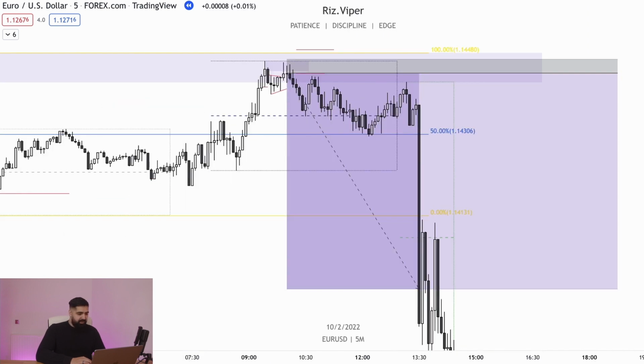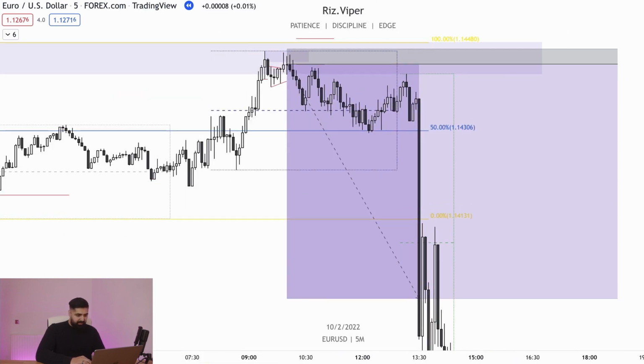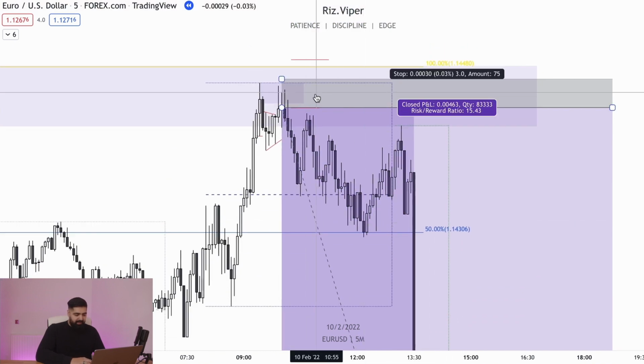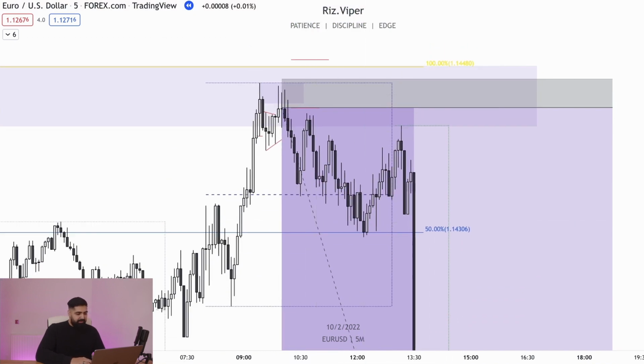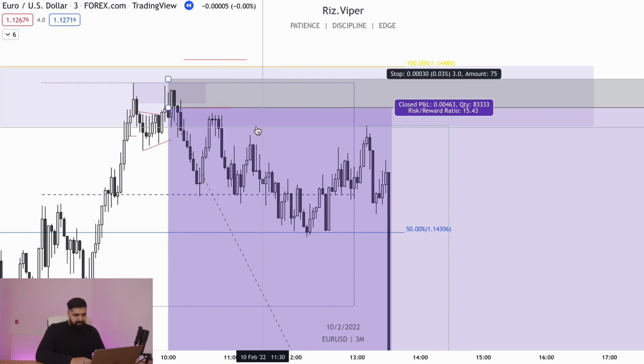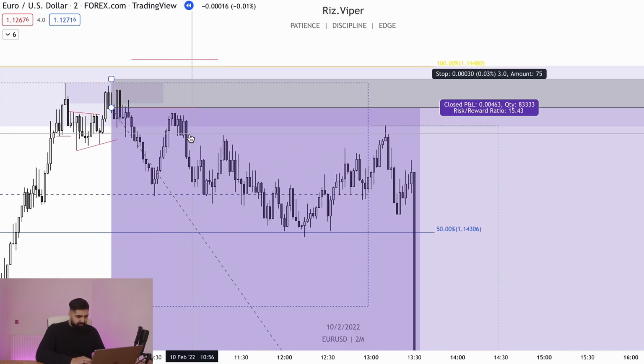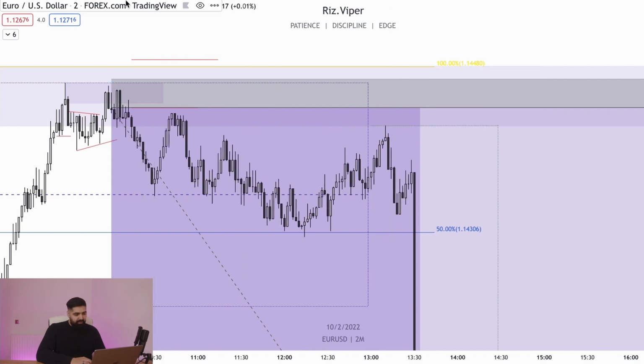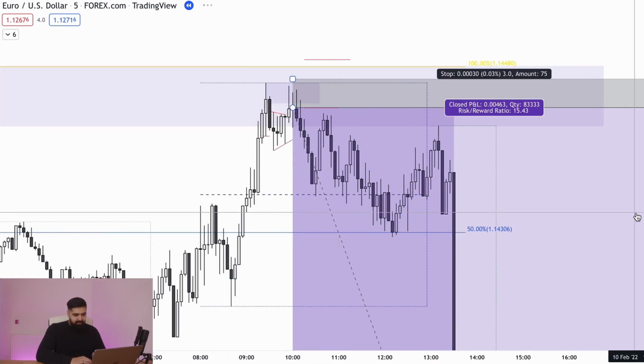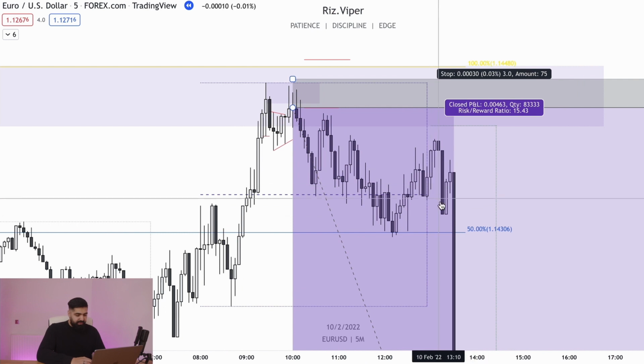I didn't take the re-entry personally because I was happy with obviously the entry that I'd taken here at the high. However, you do get to see a potential re-entry opportunity here from, I believe, a 2 minute time frame. Yeah, 2 minute time frame just here, as you can see, it impulses into here and then it comes back again. And then there's also an opportunity here, but we have to bear in mind that news was just coming out at the time.